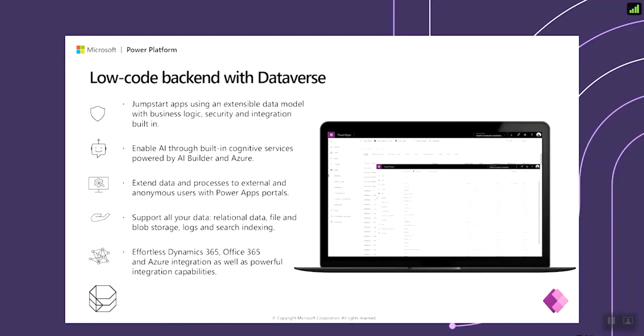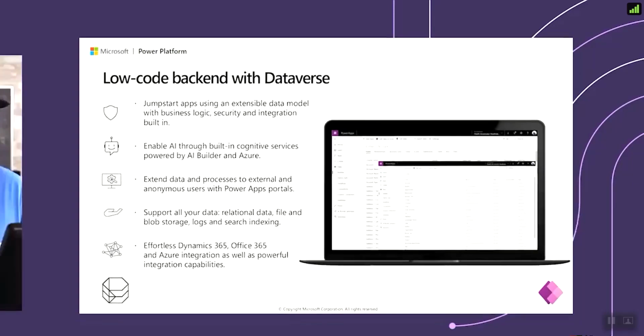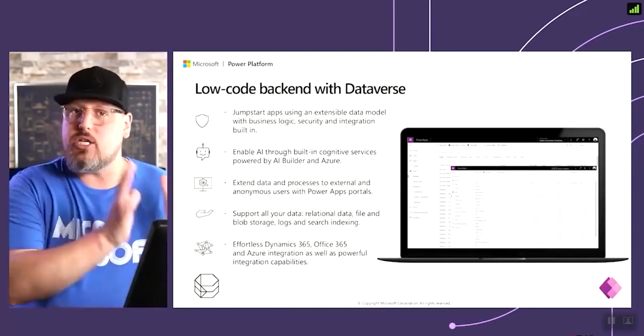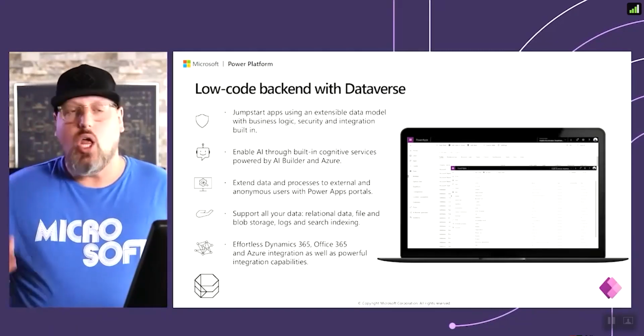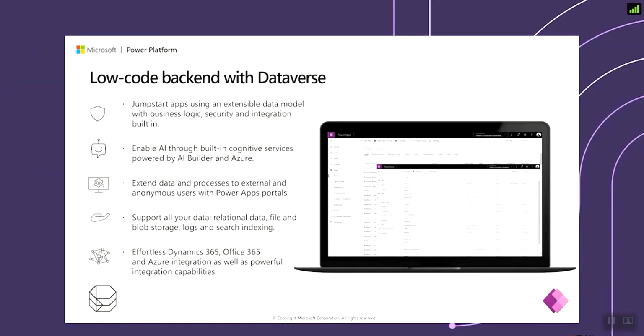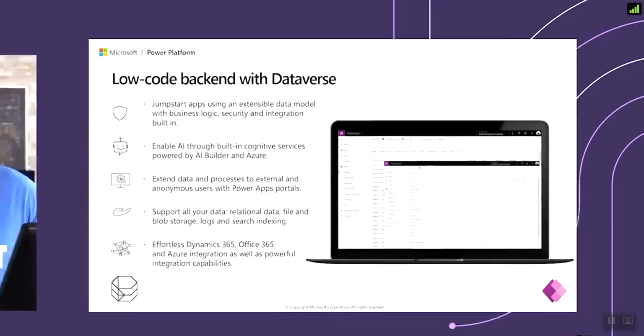Now, with the Dataverse, you can jumpstart your apps using an extensible data model with business logic, security, and integration built in. It enables AI through built-in cognitive services with AI Builder and Azure. You can extend data and processes to external and anonymous users using the Power Portals, but also you can support all your data: relational, files, blob storage, log, and search for indexing. And finally, it's effortlessly built on top of Dynamics, Office 365, and Azure, as well as powerful integration capabilities.